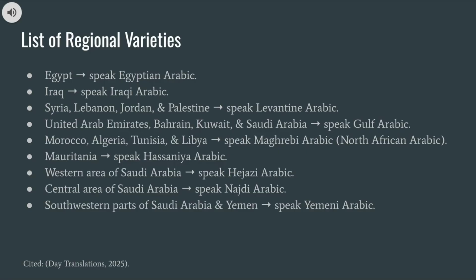This slide just shows a list of several countries and their regional dialects. Most countries have similar Arabic dialects, such as Syria and Lebanon, but a majority of them have a different regional dialect that they speak.